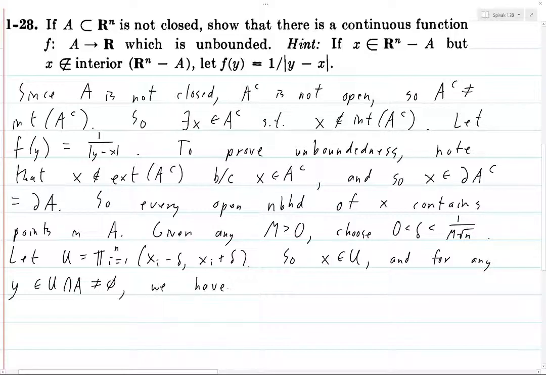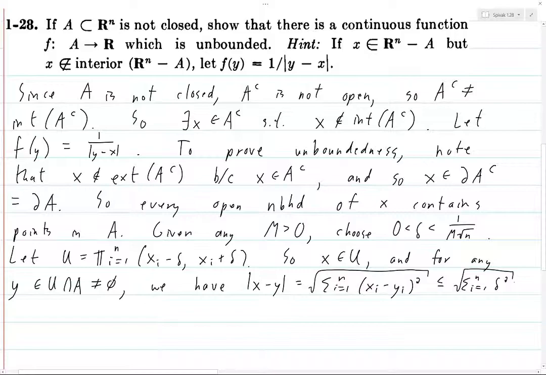What do we know? We have the distance between x and y is, by definition, the sum of xi minus yi squared, then we take the square root of this entire thing. And now the distance between xi and yi must be less than delta, because delta is the radius of each interval at each coordinate. So this is less than or equal to the sum from i equals 1 to n, delta squared, take the square root. And this is precisely equal to, we're taking delta squared and adding it n times, so we get n times delta squared, and taking the square root gets us the square root of n times delta.